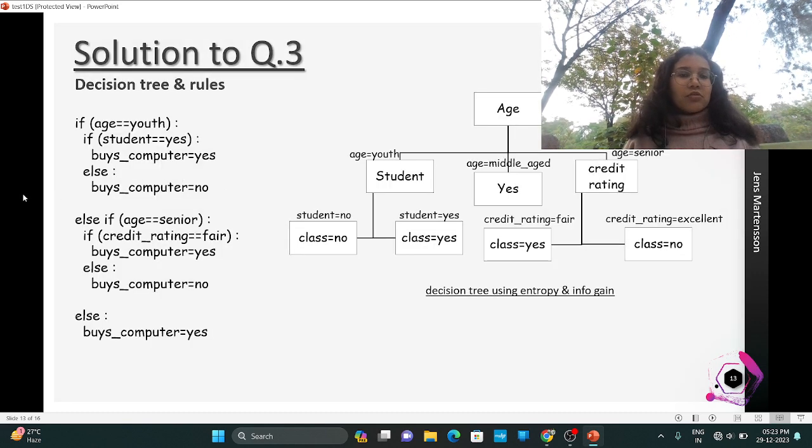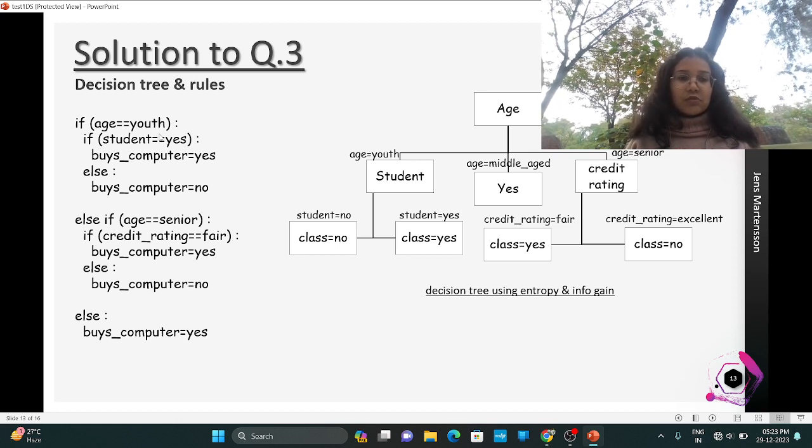Solution of question number 3, decision tree and rules. If age equals youth: if student equals yes, buys computer equals yes, else buys computer equals no. Else if age equals senior: if credit rating equals fair, buys computer equals yes, else buys computer equals no. Else buys computer equals yes.